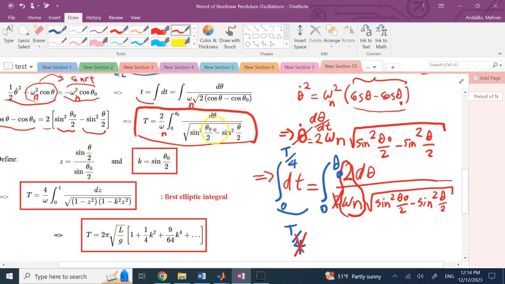The problem is, can I take this integral? Is there any solution to this integral? And the answer is no. This integral, there is no analytical formula for it, unfortunately.